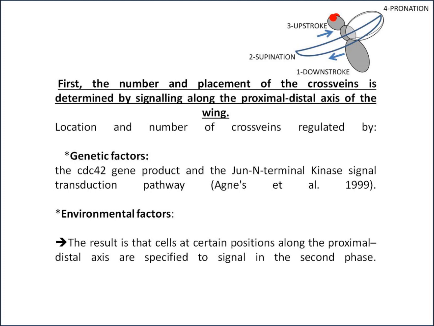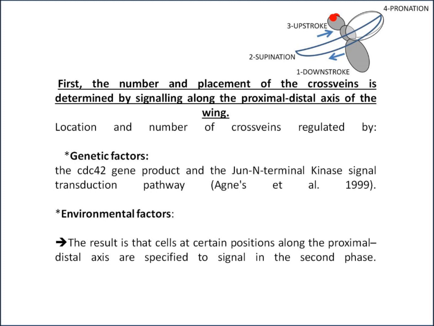The proof of this is that phenotypes of CDC42 mutants show ectopic crossveins at discrete intervals along the proximal distal axis, and the addition of these individual ectopic veins results in shifts in the location of naturally occurring anterior and posterior crossveins with respect to other landmarks on the wing. There's also what appears to be some environmental influence, in particular the sensitivity to temperature.